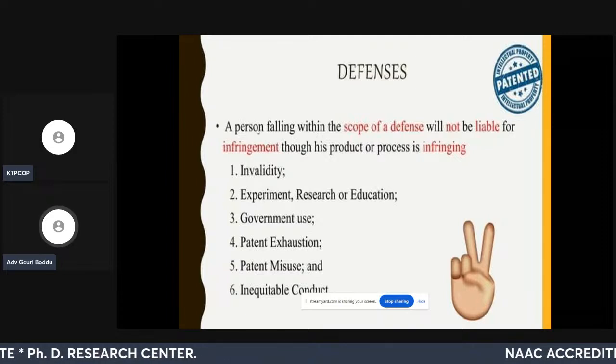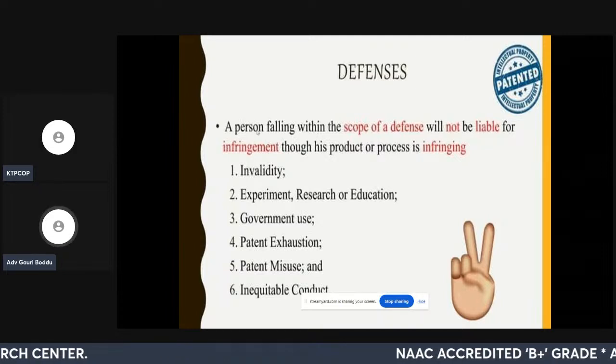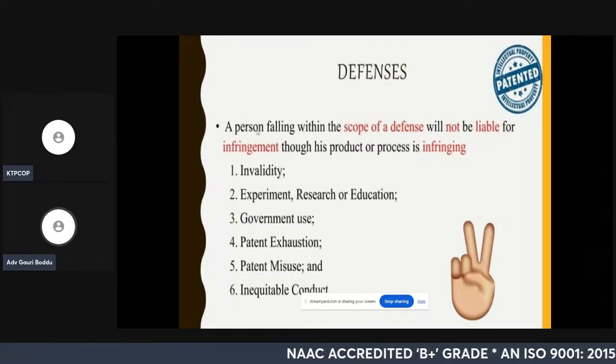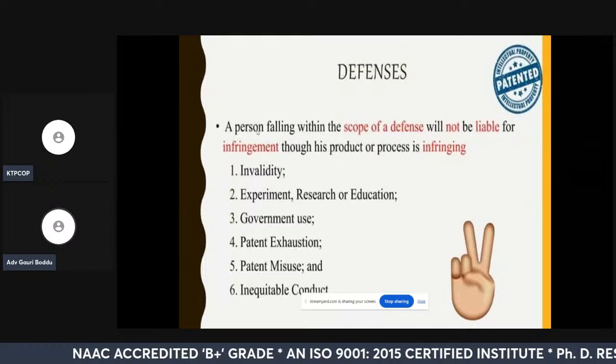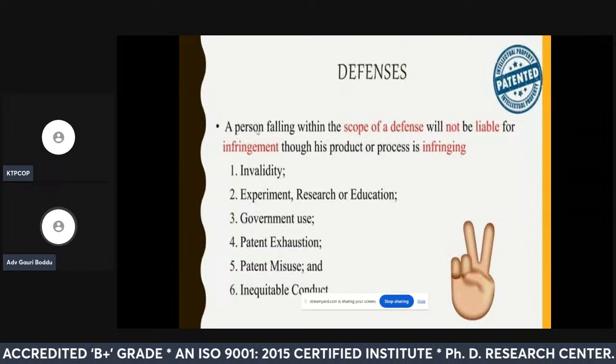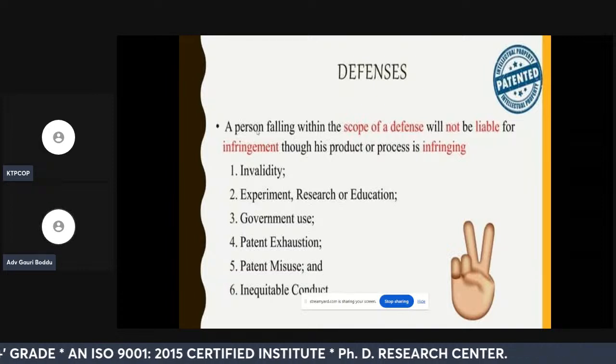So these are the defenses. There is also some work which goes into the public domain. Experiments also go into that. Research or education is also contained in the public domain and also in defenses where you can defend your patent.